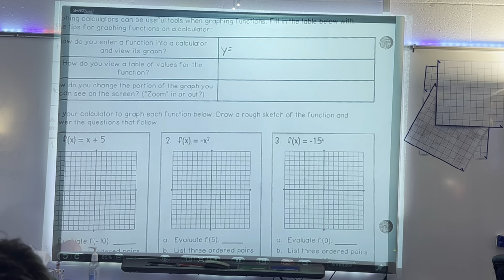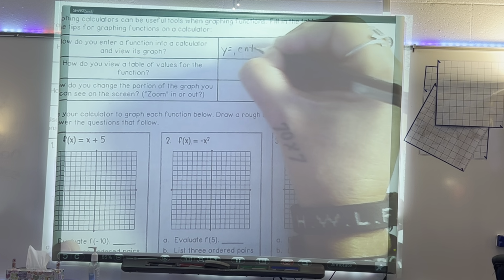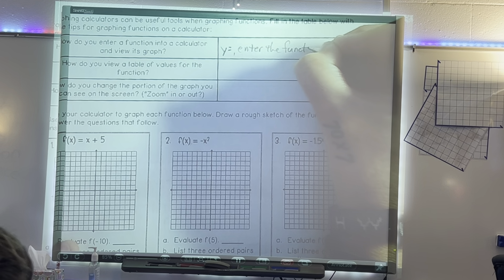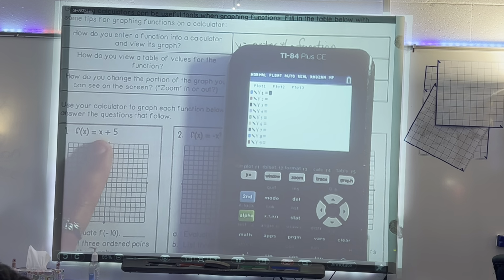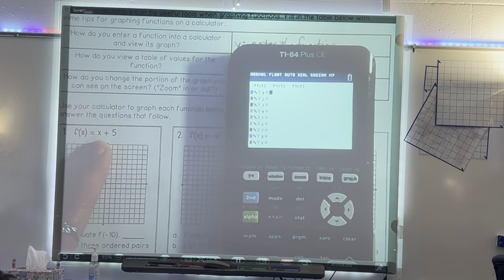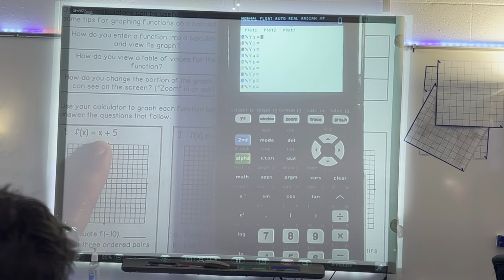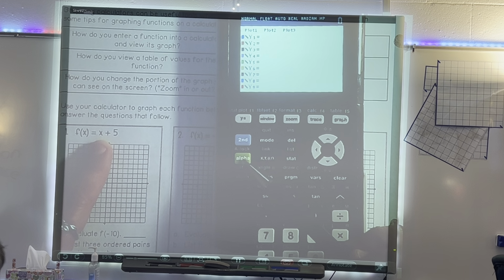Okay, so you should have this. Then what I'm going to do is in that y equals, I'm going to enter the function. And remember, function is just a fancy word for equation. So I'm going to enter the function. So in this case, my function is x plus 5. Does everybody know where the x is? Yes, no? Okay, if you don't, it's right here. It's next to the green button.